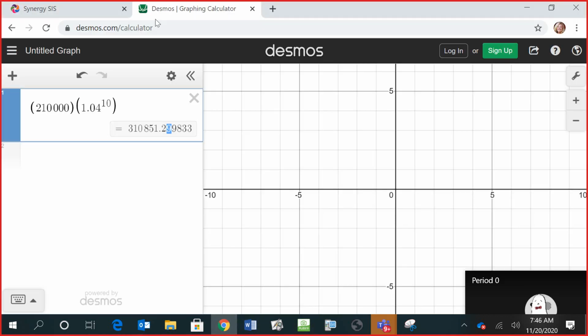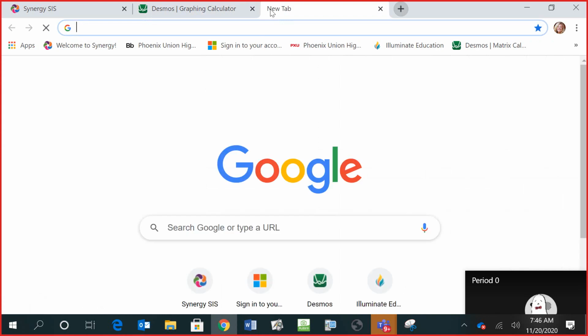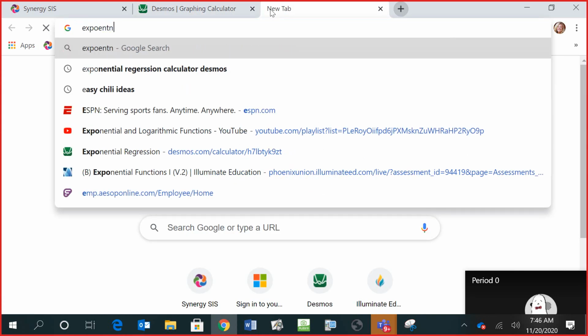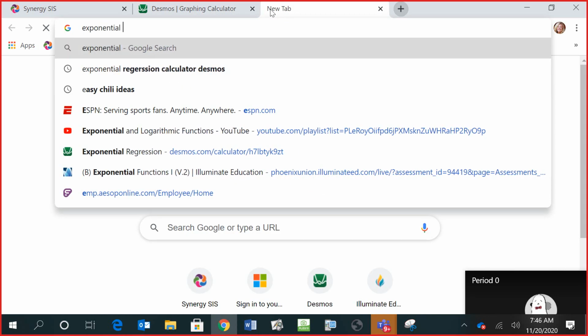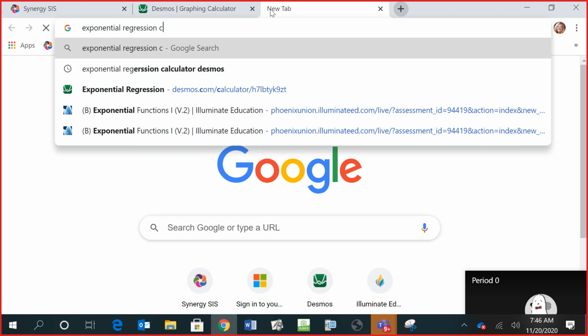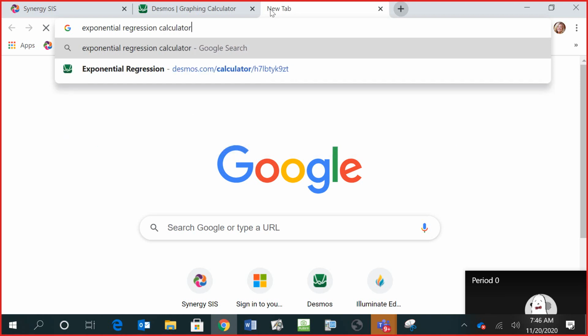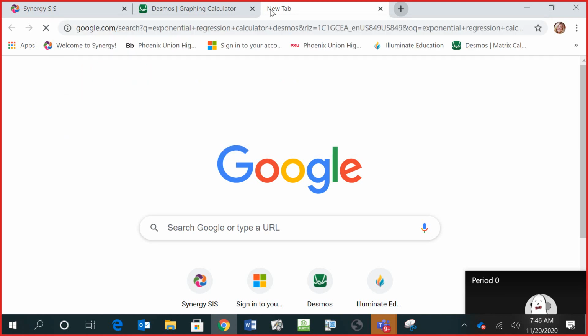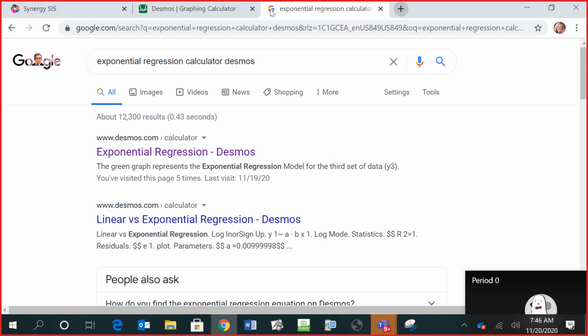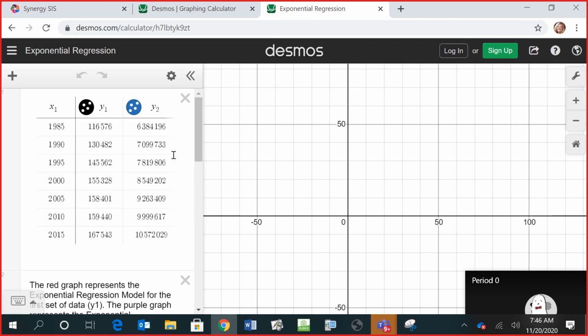I'm going to go back here. I'm not going to go to the basic Desmos. I'm going to come up here and I'm going to Google. It's going to be exponential regression calculator Desmos. You may want to type that in as well. Exponential regression calculator Desmos. And so I'm going to click on the first link we see.